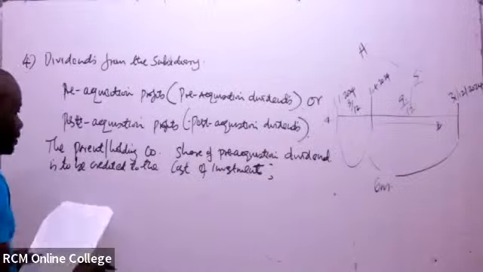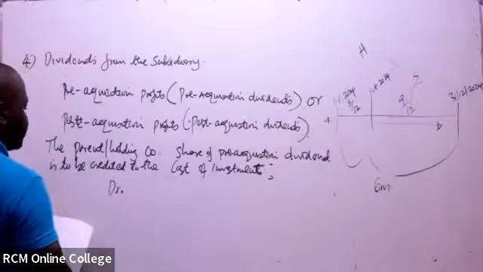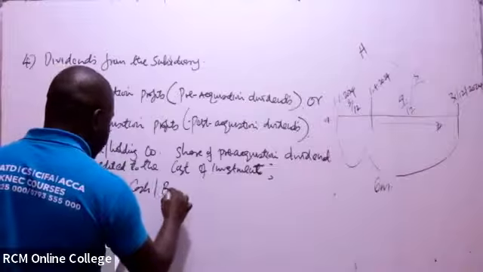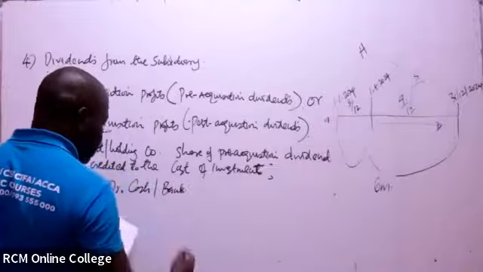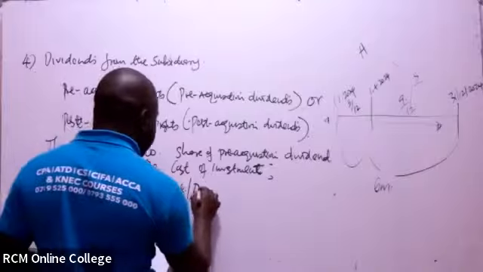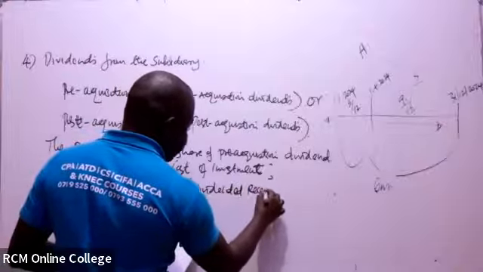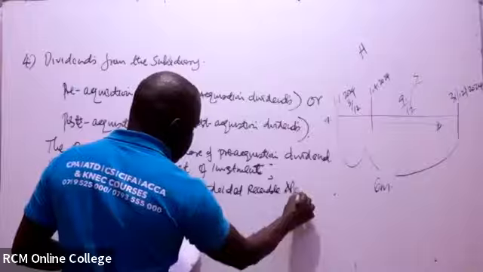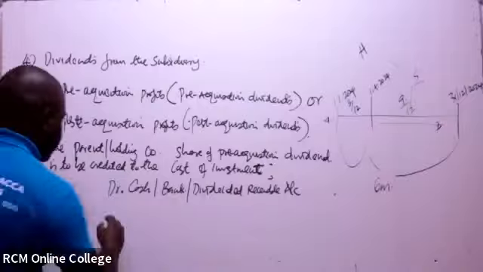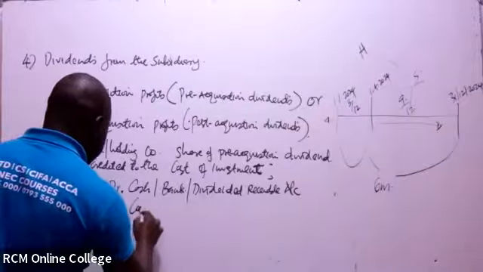You'll debit, because when the holding company receives, they'll debit the cash or bank, since it has already been paid. If it is yet to be paid, they'll debit what we call the dividend receivable account. Then they credit what we call the cost of investment.